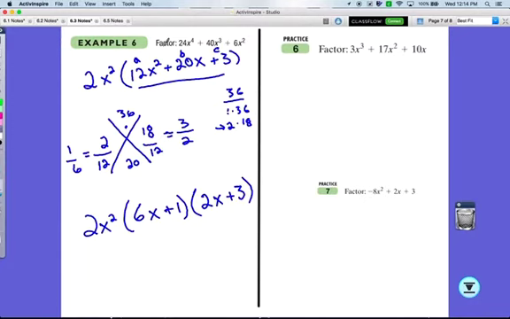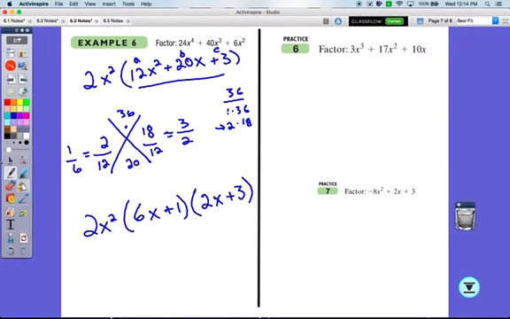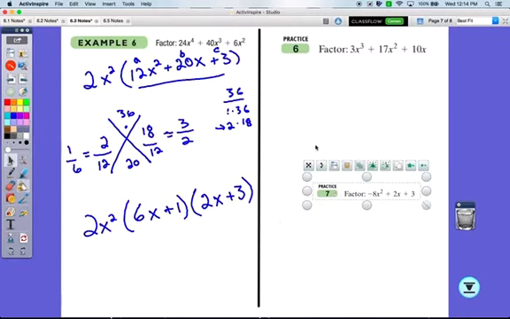Okay, so factor out the GCF and then do that process of factoring. All right, go ahead and try practice number 6.